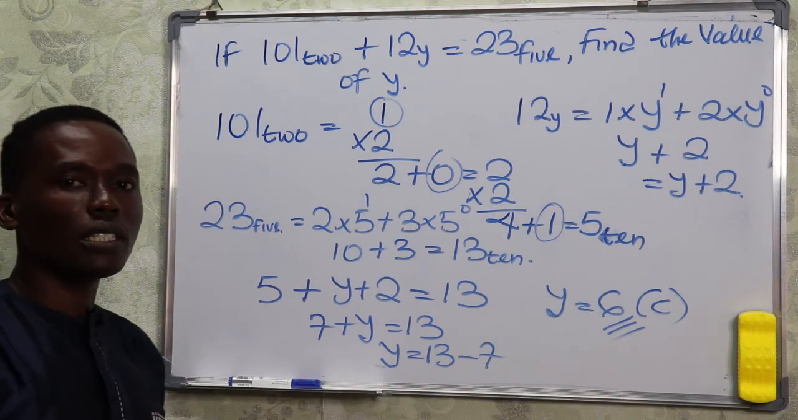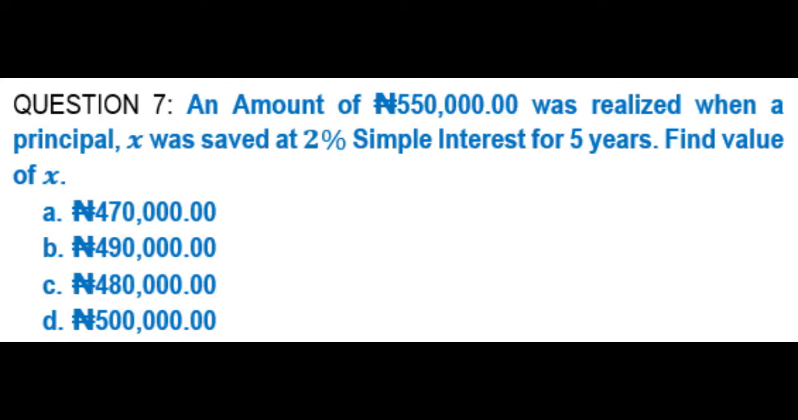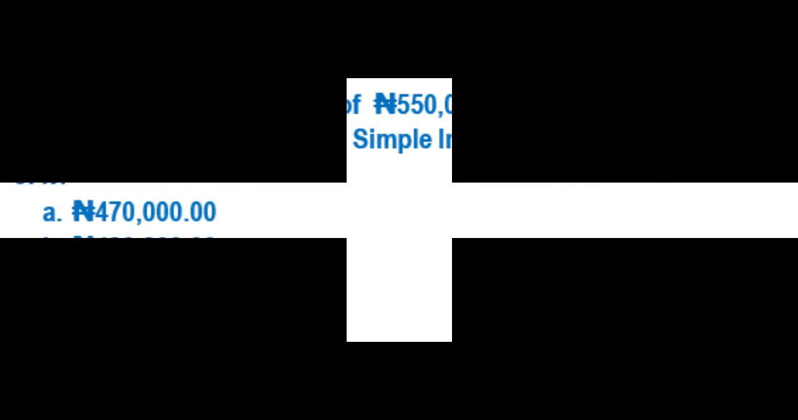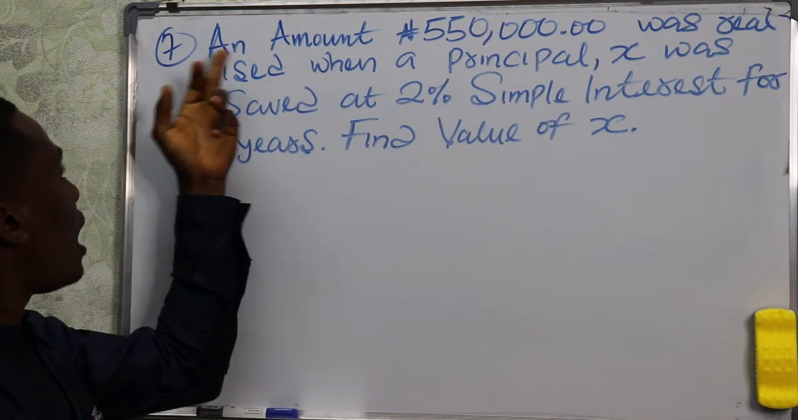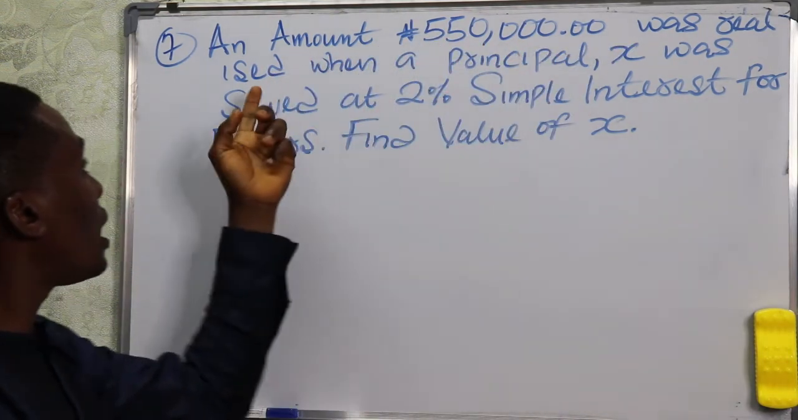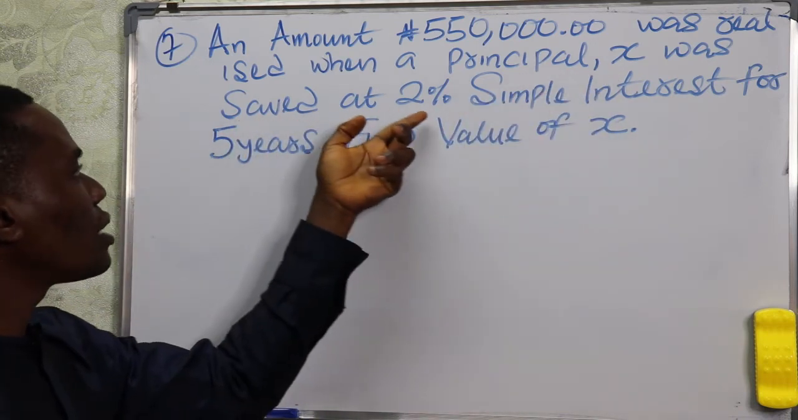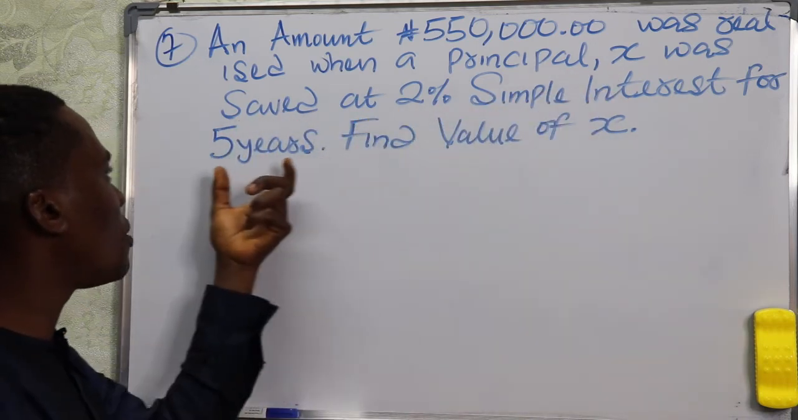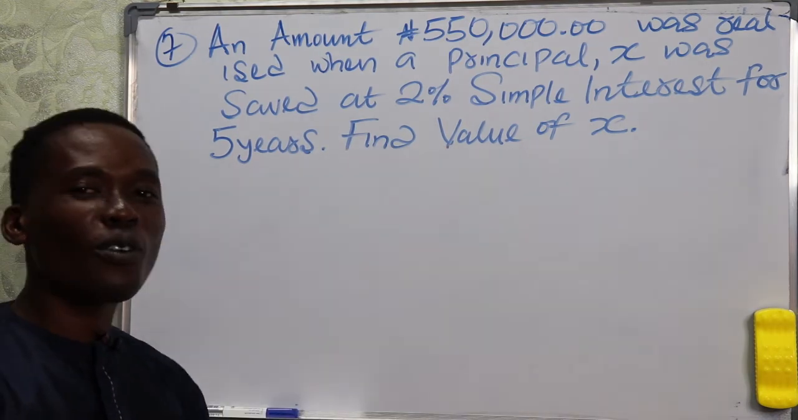Now let's look at question number 7. Question number 7 says, an amount of 550,000 naira was realized when a principal X was saved at 2% simple interest for 5 years. Find the value of X.